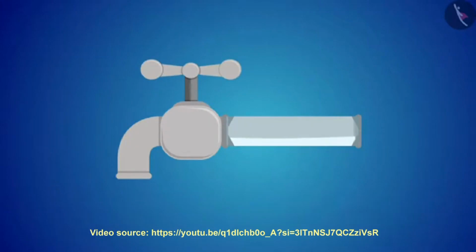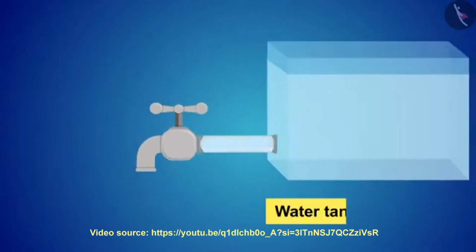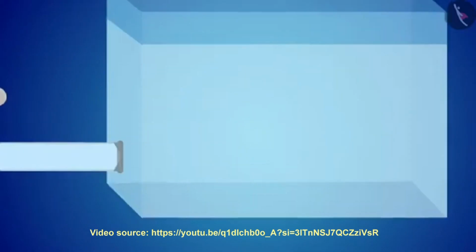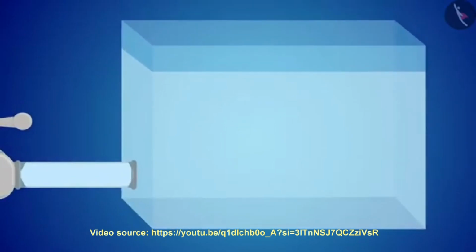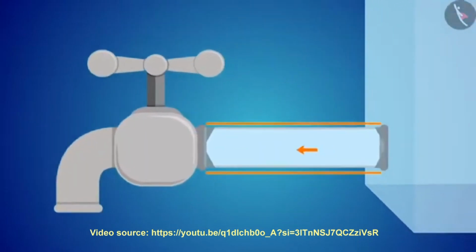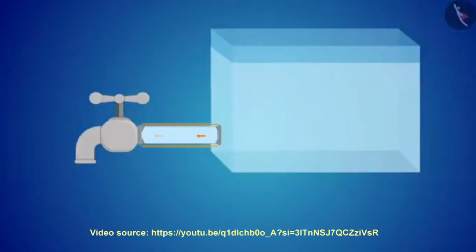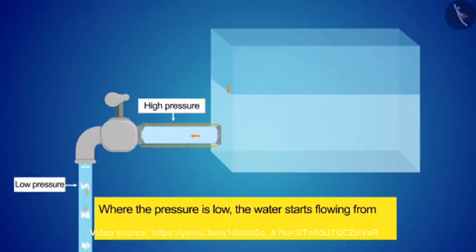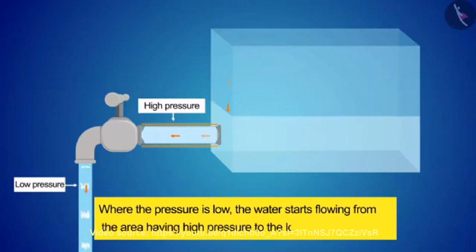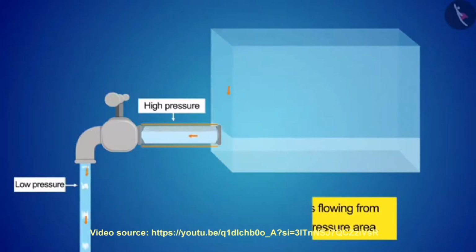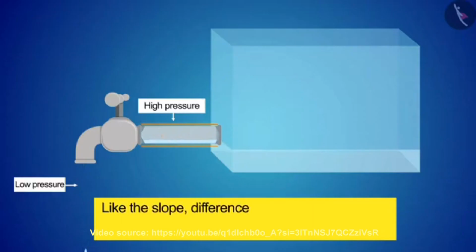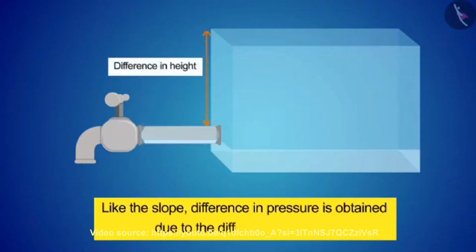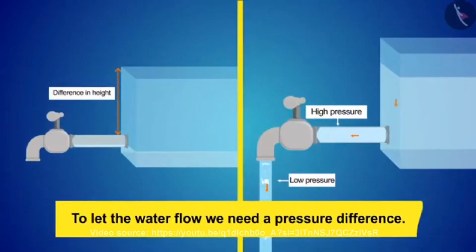To create this pressure, the water pipe should be connected to a water tank. As there is plenty of water in the tank, there will be more pressure at the mouth of the pipe. And as soon as we open the tap where the pressure is low, the water starts flowing from the area having high pressure to the area having low pressure. Here too, like the slope, the difference in pressure is obtained due to the difference in height. So we can conclude that to let the water flow, we need a pressure difference.